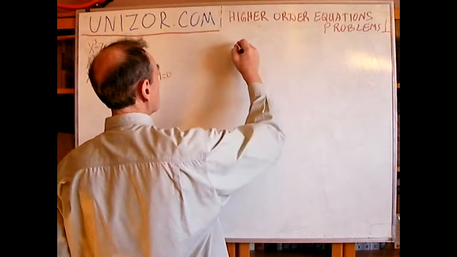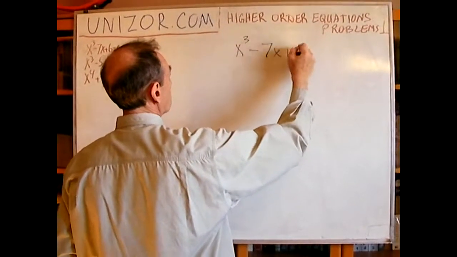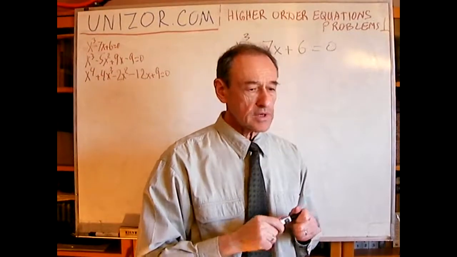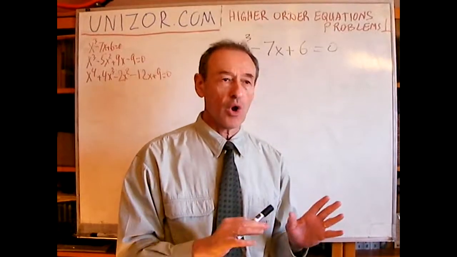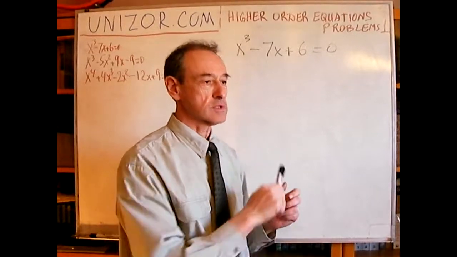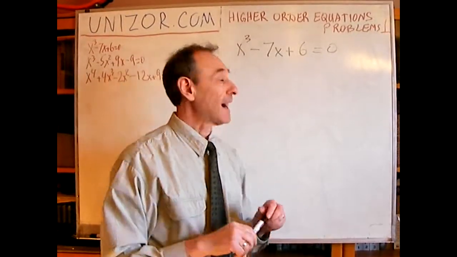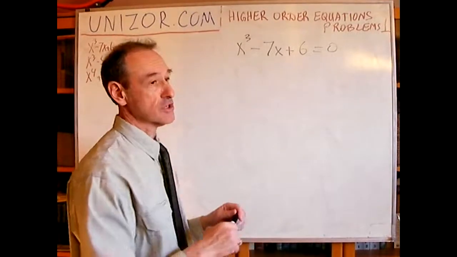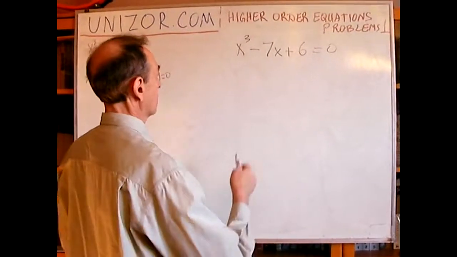The first one is x cubed minus 7x plus 6 equals 0. First of all, even without going into this technique which I'm going to use in all these examples, I actually can see something right up front, just looking at this particular equation. Now, what do I see? Well, here.